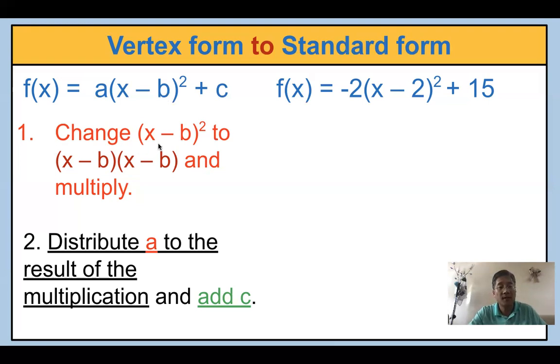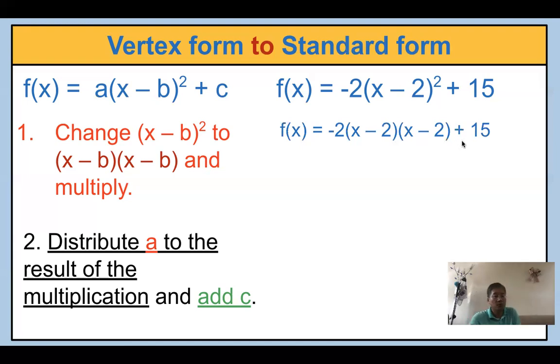So the first step, change x minus b squared. You do the square. Square means x minus b, you multiply itself how many times? Twice. So x minus b times x minus b, like this, right? In this case, negative 2, we just keep the negative 2. And then what do you do? x minus 2 times x minus 2, and then keep the 15 here. And then what you should do is this one, x minus 2 times x minus 2, we are continuing.